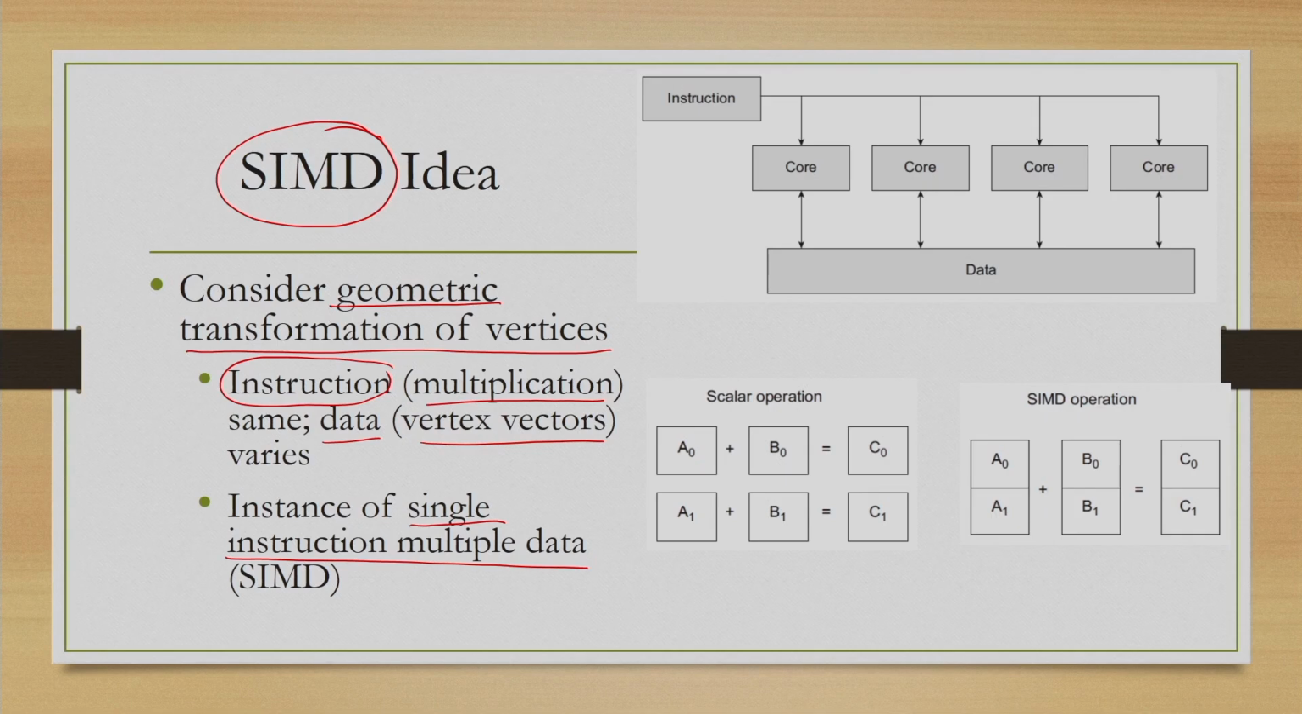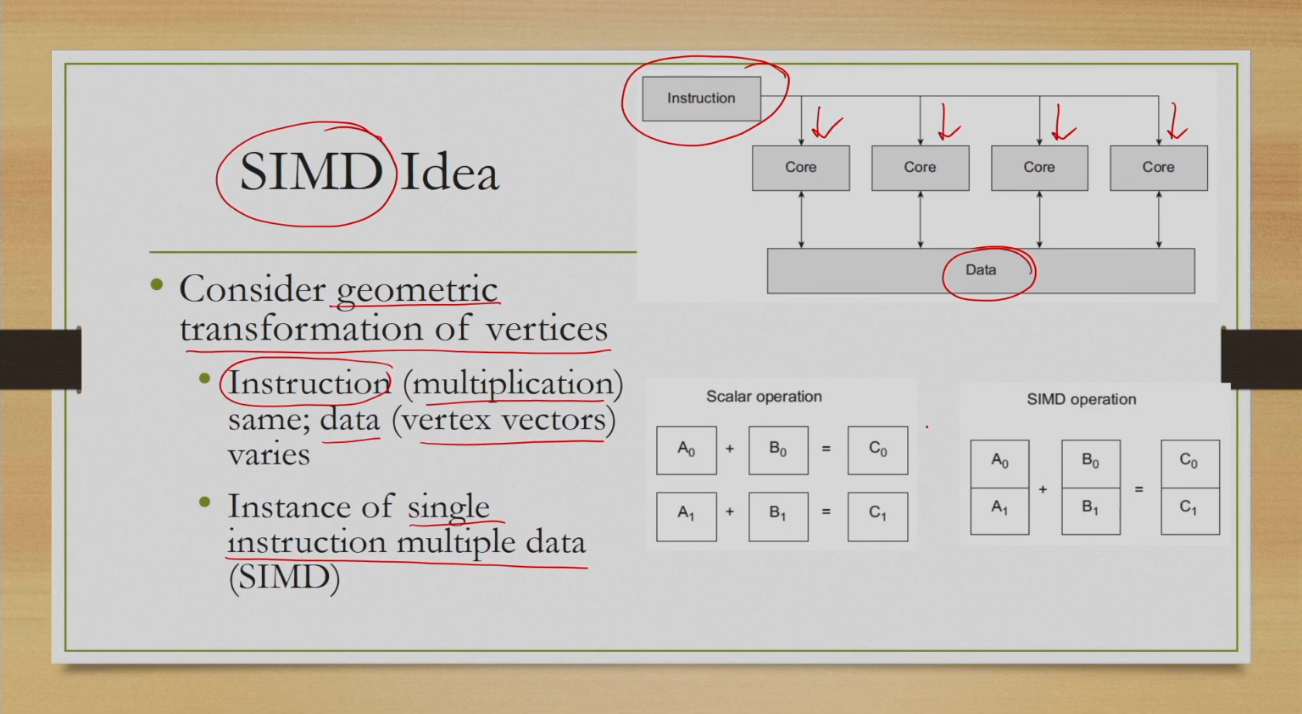So, how does it work? Here, as you can see, we have the same instruction given to all the cores, and the cores take data which may be different, but the instruction will be the same, and the same instruction will operate on different data streams.